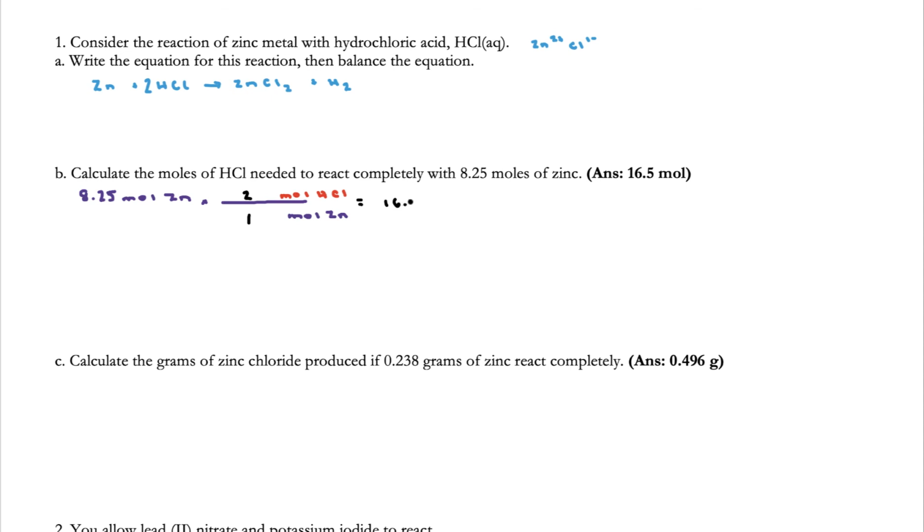All right, really quickly figuring out sig figs. 8.25 has 1, 2, 3 sig figs. 16.5 actually already has 3 sig figs. My units are going to be moles of HCl, or just moles, that's okay. And that is my final answer.